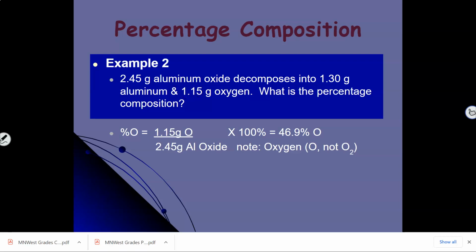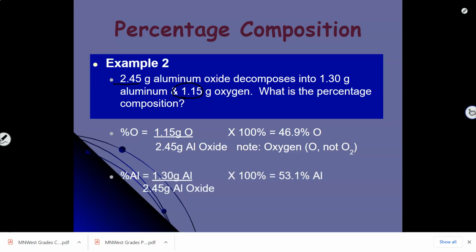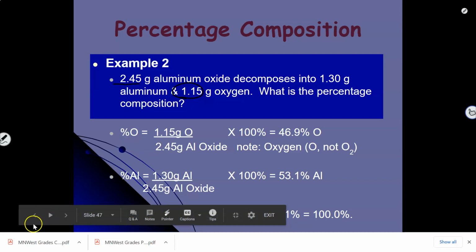Next, for the other substance, I'm going to take the amount of aluminum, and for the amount of aluminum, I'm going to subtract 2.45 minus the 1.15. That should tell me how much aluminum I have in there by subtracting out the oxygen, and I get my percent for that. Notice my 2 percents still add up to 100% for the percent composition of my compound.